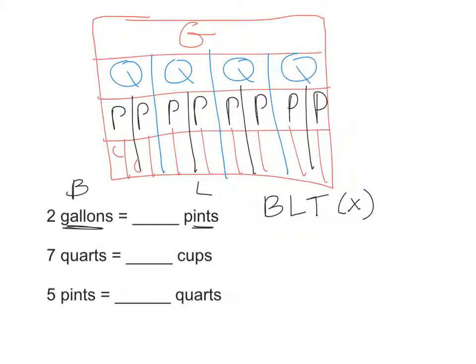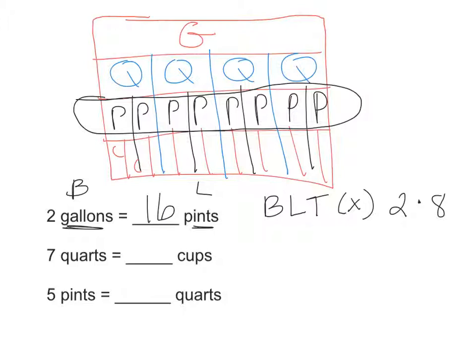So now I want to look at the relationship between a gallon and a pint. So under gallon, for 1 gallon to be made, I need all 8 pints. So if I have 2 gallons, I'm going to do 2 times 8, and that equals 16. So if I have 2 gallons, that is the same as having 16 pints.